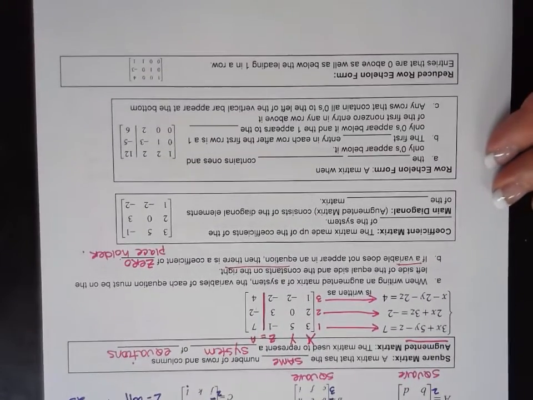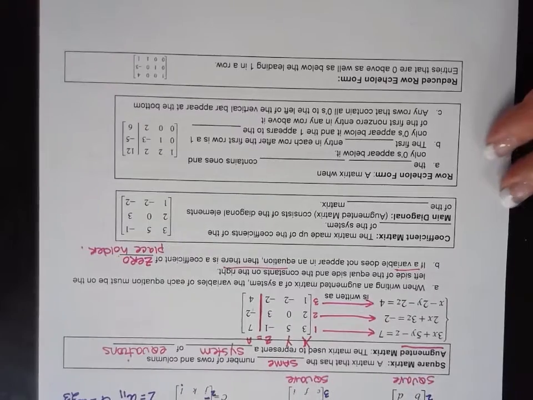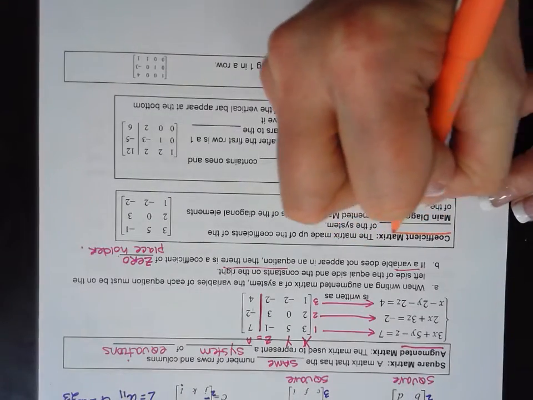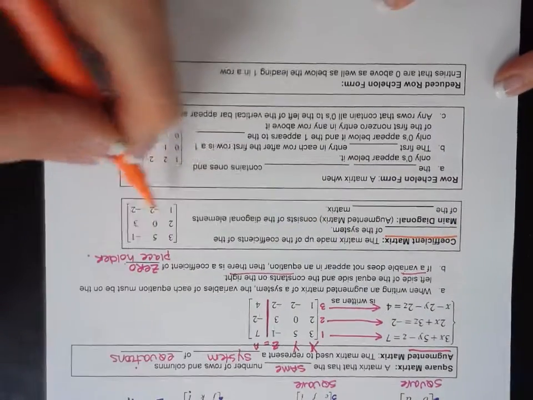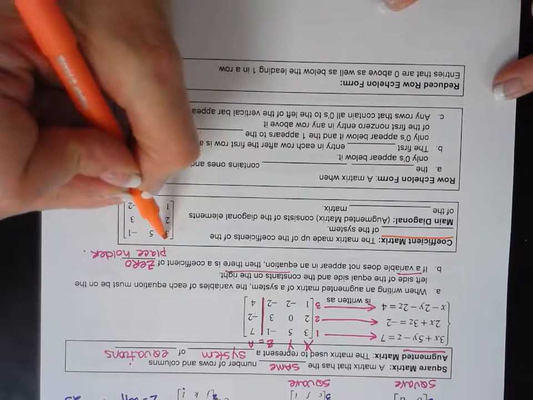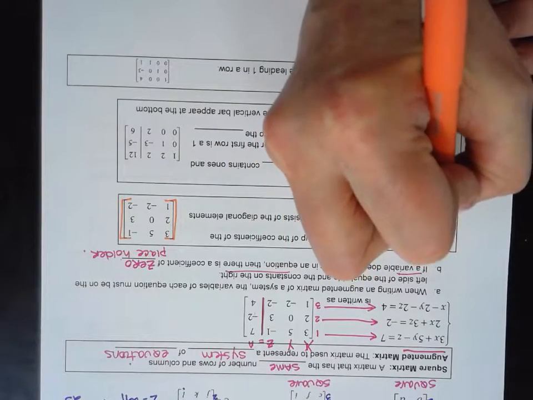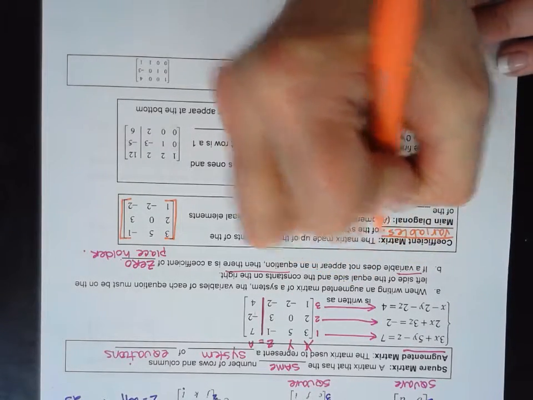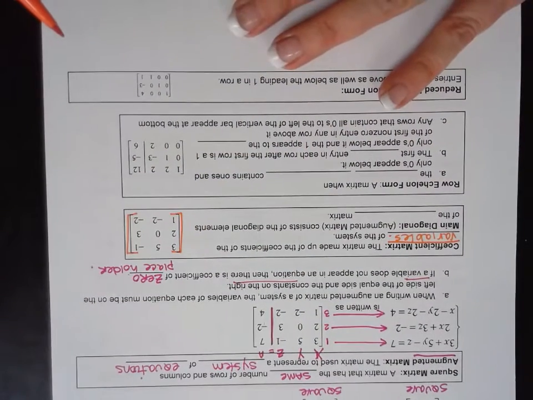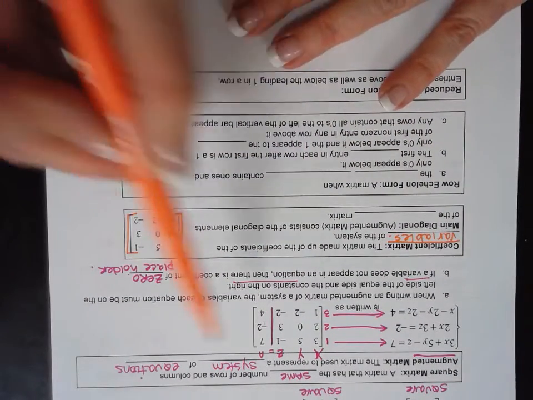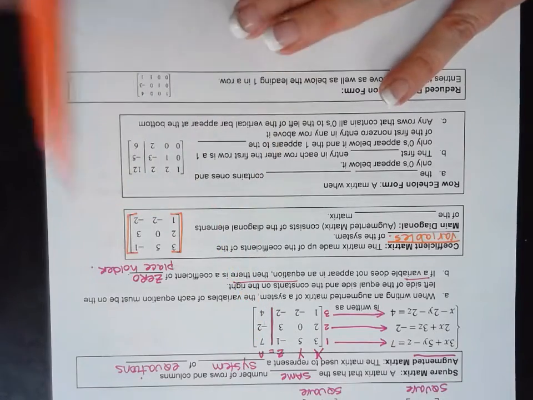Good so far? Lots of vocabulary. All right. The coefficient matrix is when you just use one side of it. You only use the variables. You don't use the answer, you don't put the line.